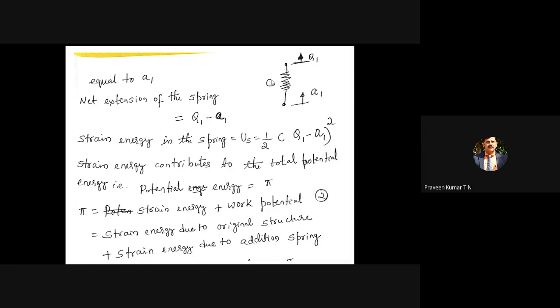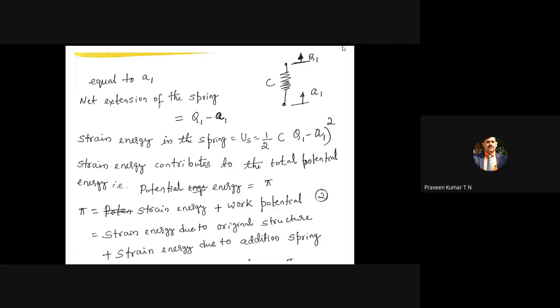So when you're talking about the strain energy, the strain energy due to the original structure, with respect to the fan rod, the fan rod has some stiffness. We can get the stiffness once we know the Young's modulus and area. Stiffness is nothing but AE by L, that gives the stiffness of the fan rod. That is the original structure stiffness.